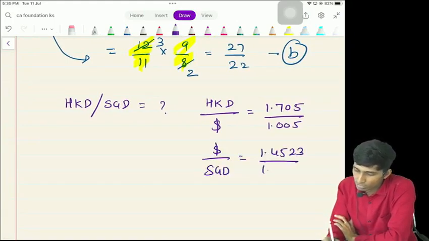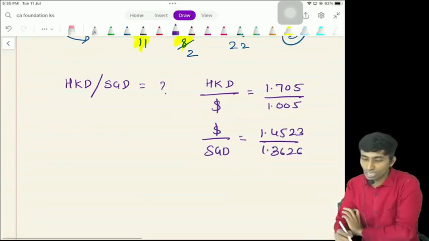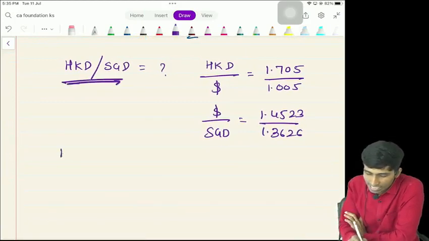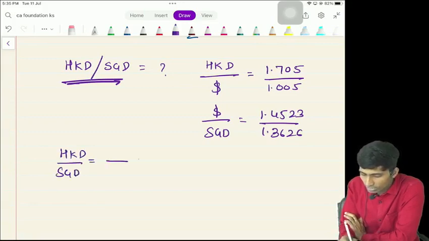1.4523 HKD, and 1.3626, something randomly I have taken. Now what do I have to solve? What do I want? HKD to SGD. Correct? So I will take equals to dash multiply dash.